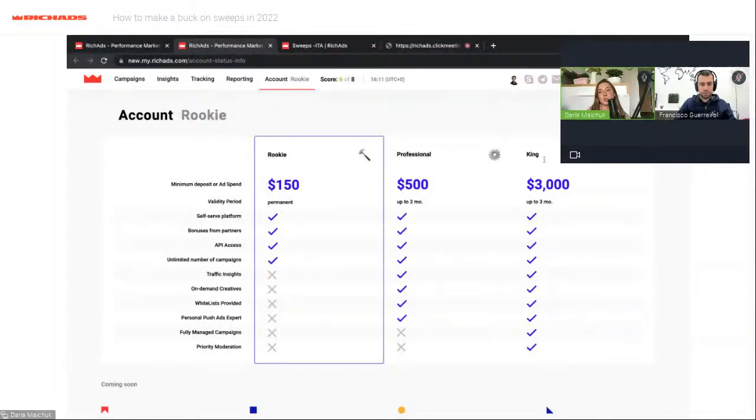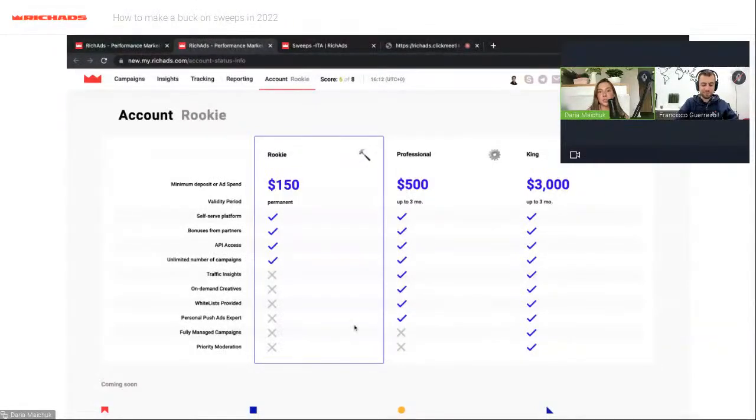I kindly recommend you to use the King account because with this plan, the deposit is $3,000 plus. But with this plan, you will have all options of our platform, and you can have an account manager who will fully manage your campaigns. You will save your time. He will fully optimize the campaigns. He will create the campaigns for you.